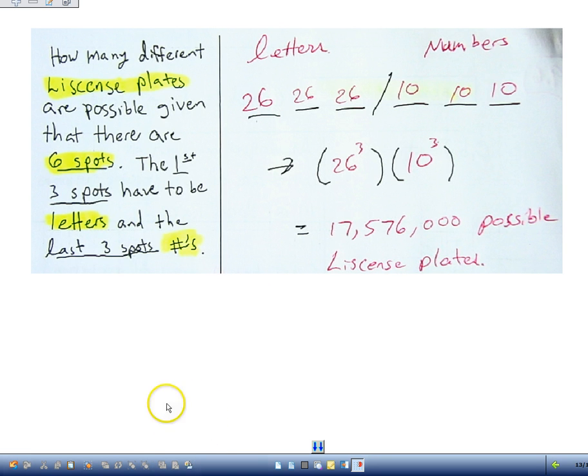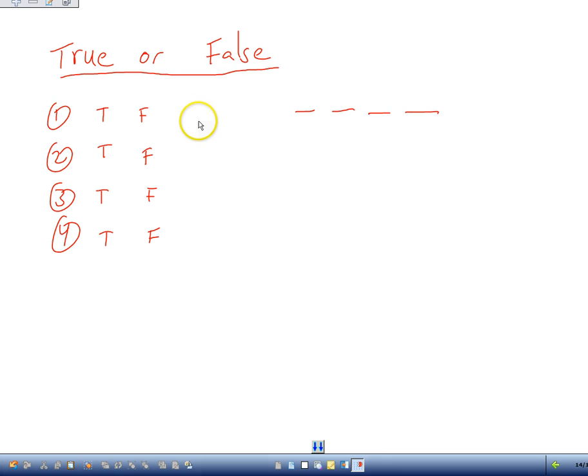Let me give you another example here. Let's take the scenario of a true or false test. Let's assume that we don't know the answer to any of the questions. What are the chances of getting everything right? How many different results can occur if there are only 4 problems?